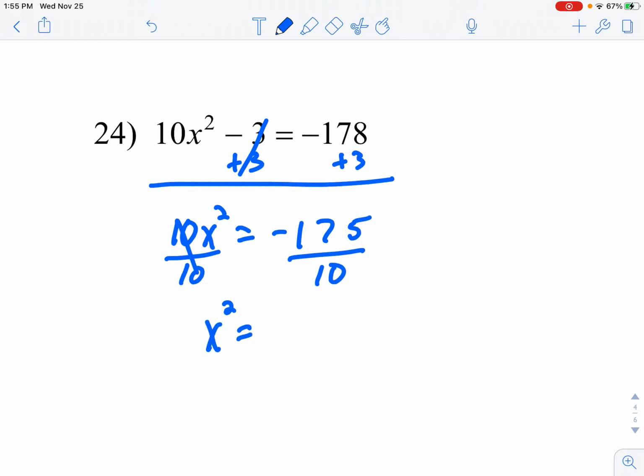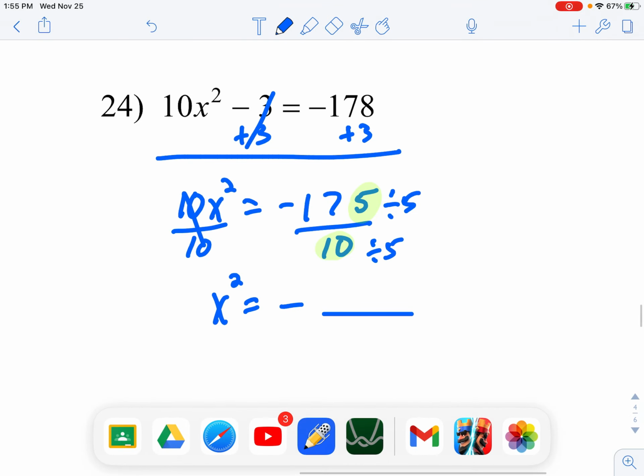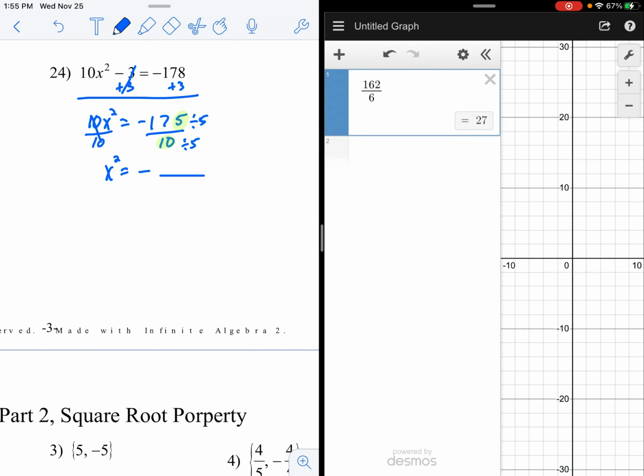X squared equals negative. Now, 175 you cannot divide by 10, but one ends in 5, one ends in a 0. You can reduce them both by 5. So negative, you know what, let's do calculator. Here, let me show you this fun little trick. Maybe I've shown you before.